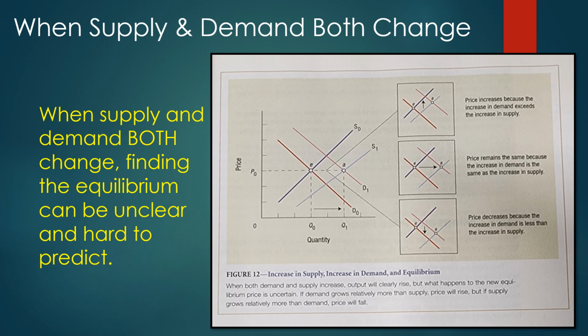In the first graph, the largest one, point E is the old equilibrium, where the old supply and demand meet, and point A is the new equilibrium, where the two new curves meet. But depending on how supply increases and how demand increases, that can affect the equilibrium. And in some cases, the equilibrium doesn't change at all. So as you can see in the three smaller graphs, the equilibrium points are in different locations. And this is due to the differences in the increases. This all looks really confusing, so let's make it just one point. When supply and demand both change, finding the equilibrium can be very unclear and very hard to predict.